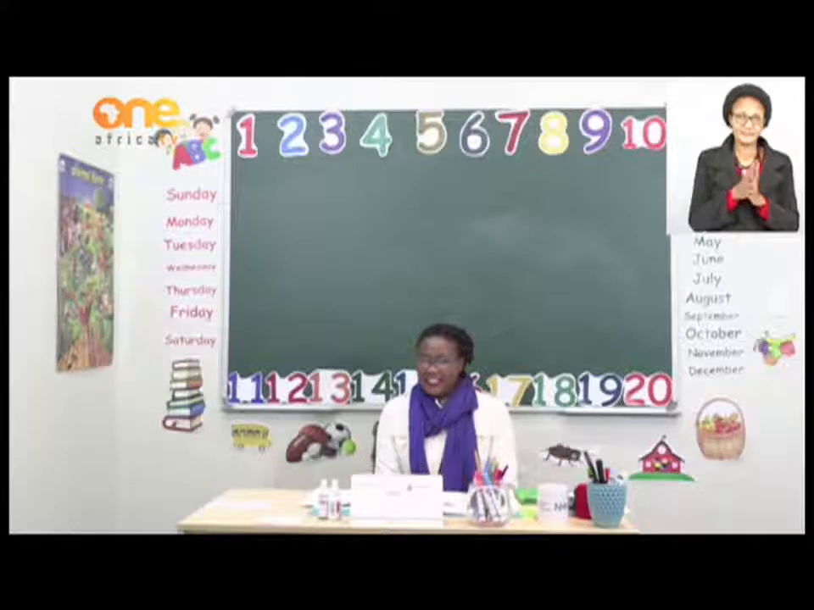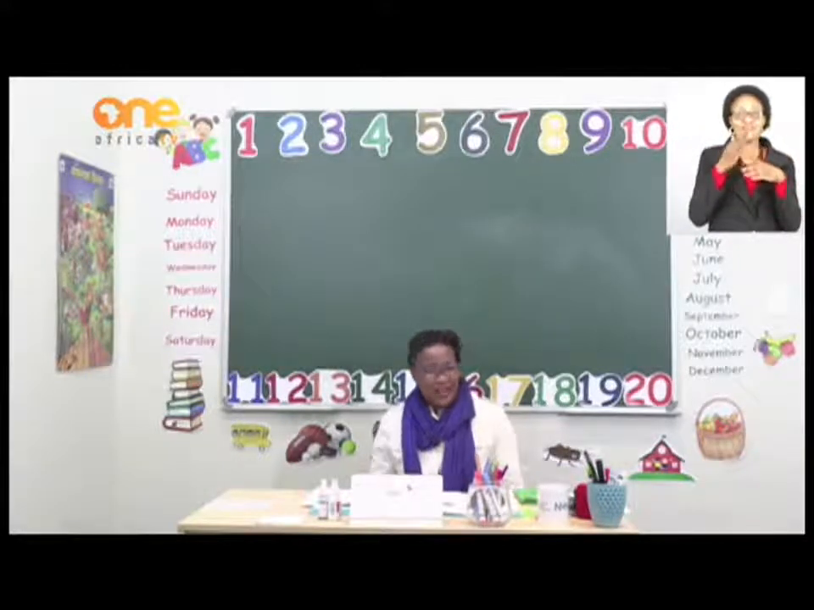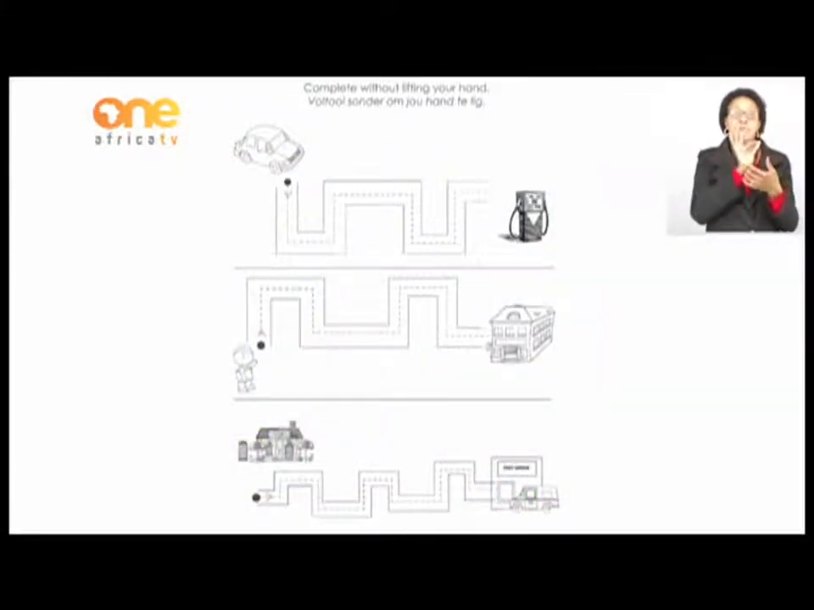I hope you really enjoyed that exercise. I know I did when I tried it. But it's time for another one. Let's turn to page 19. On page 19, you can see that we are going to be using our finger to trace without lifting our hand. The first picture we can see is of a car. And that car has no fuel. So it needs to get to the fuel station. You're going to help the car find its way to the fuel station using your finger.